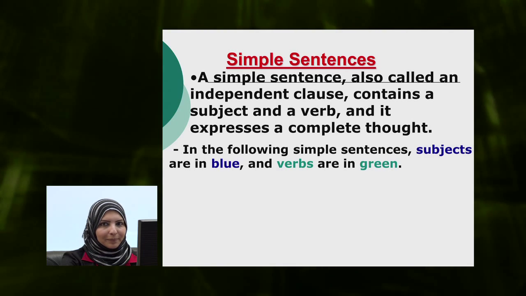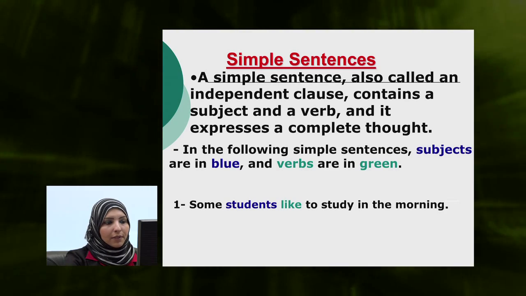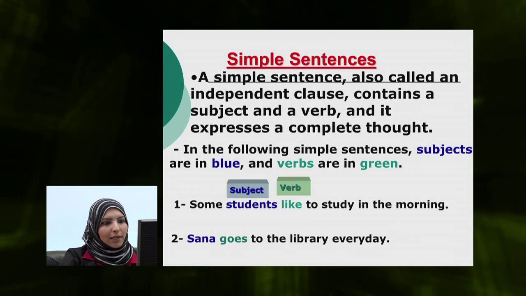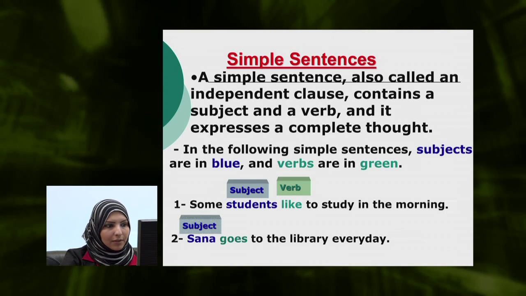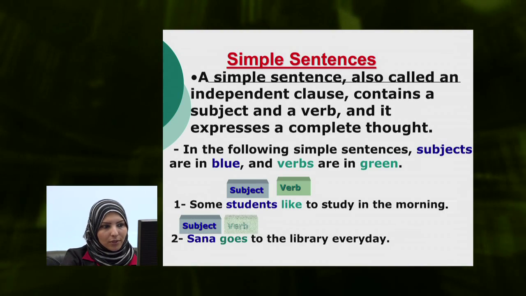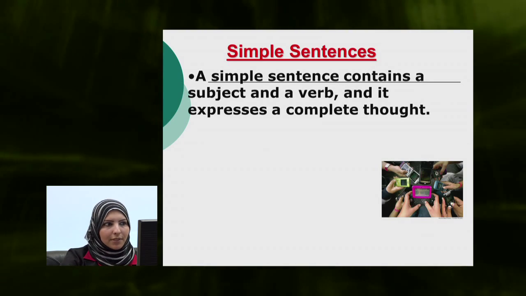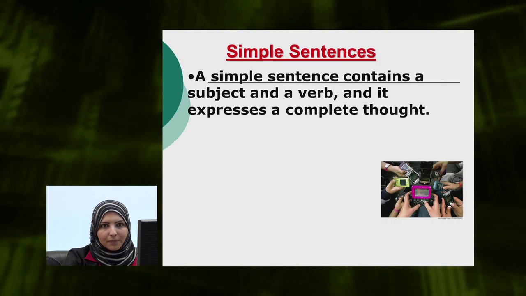Let's read the sentences. Now, let's read sentence number 1. Some students like to study in the mornings. Once we look at this sentence, we can find out that students is the subject, while like is the verb. The second sentence is, Sana goes to the library every day. In this sentence, the subject is Sana, while the verb is goes. Once again, a simple sentence contains a subject and a verb, and it expresses a complete thought.